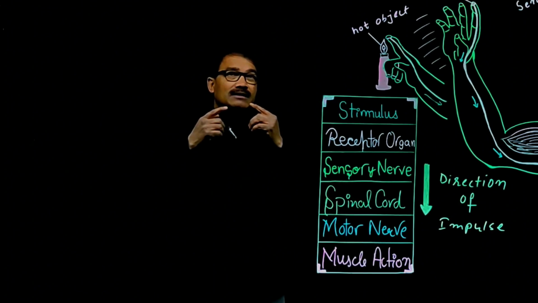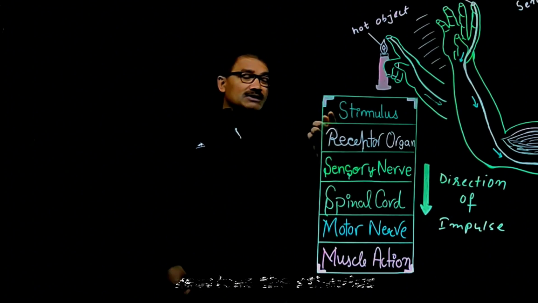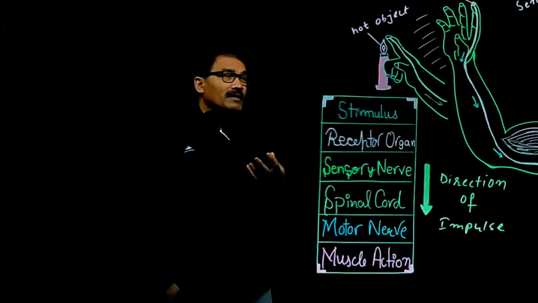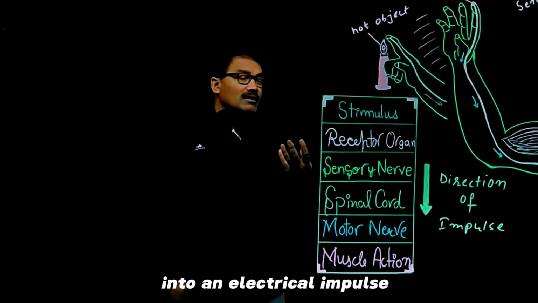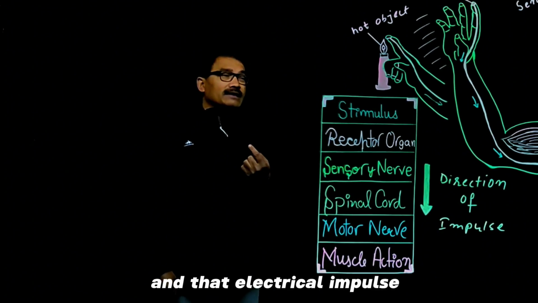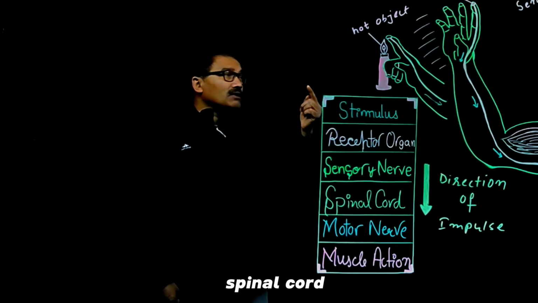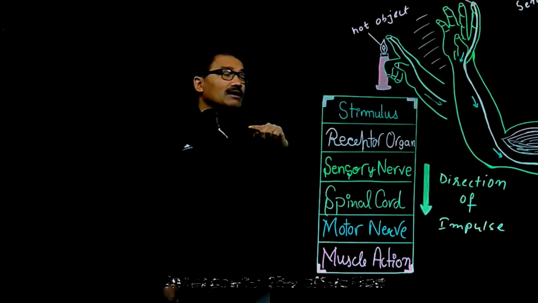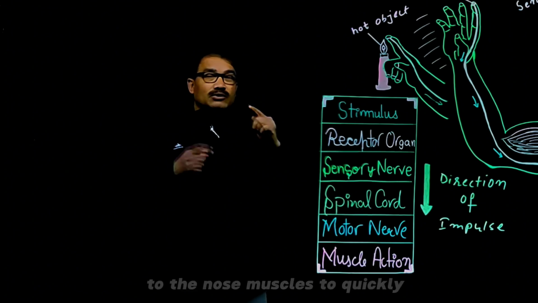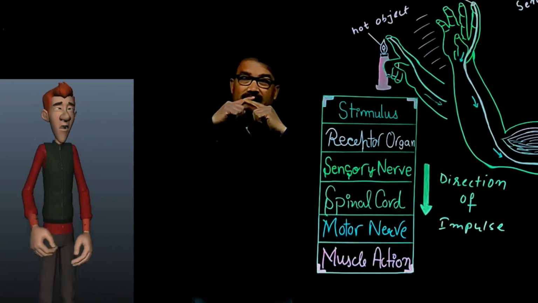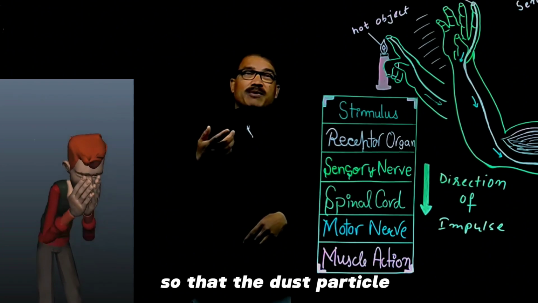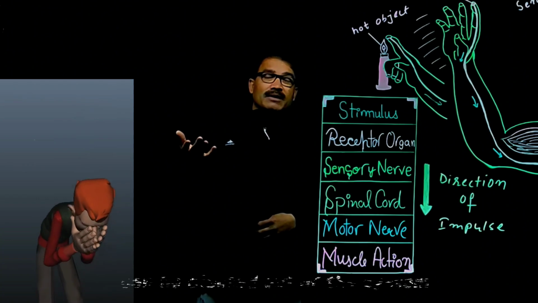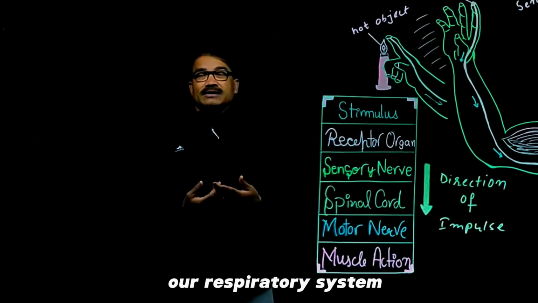The nose muscles receive the stimulus, which is a touch in this case, with the help of the sensory receptor, and that stimulus is converted into an electrical impulse, and that electrical impulse goes to the spinal cord, not to the brain, and the spinal cord interprets the situation and decides and gives order to the nose muscles to quickly contract and relax so that the dust particle or the flying insect, whatever it is, can be ejected out of the system and safeguard our respiratory system.